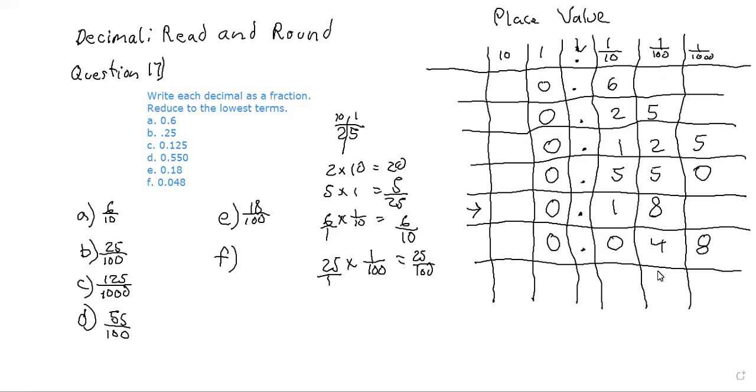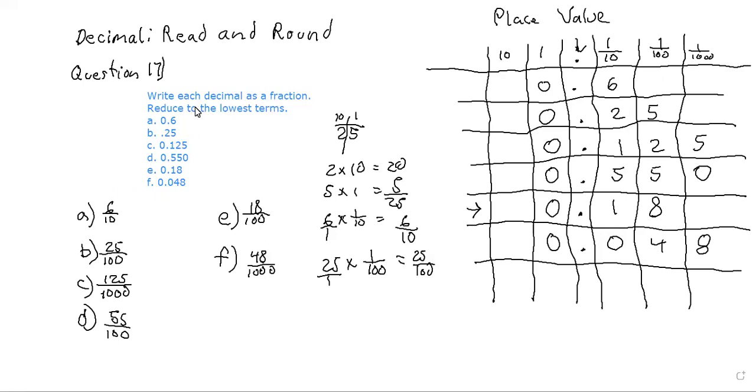And F, it's 0.048, right? So the place value of the last digit is going to be thousandths. So it's going to be 48 over 1,000. Okay, so we successfully written each decimal as a fraction.